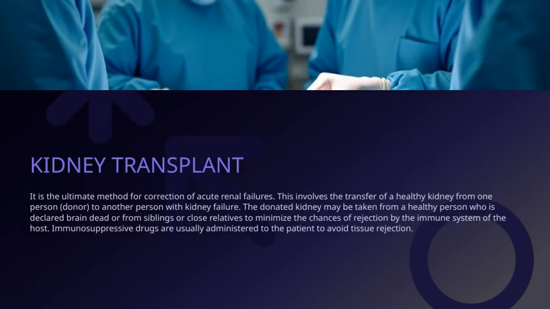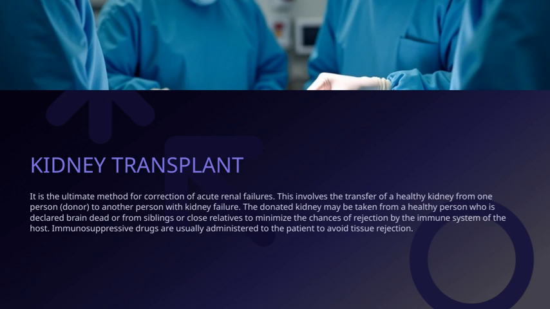Kidney transplant is considered the ultimate method for correcting acute renal failures when other treatments are not enough. It involves transferring a healthy kidney from a donor to a patient whose kidneys are no longer functioning properly. The donor kidney can come from a healthy person who has been declared brain dead, which is a common source, or from living relatives like siblings or close family members.